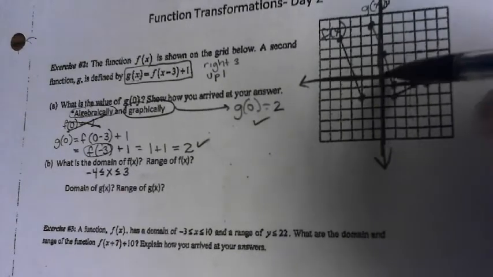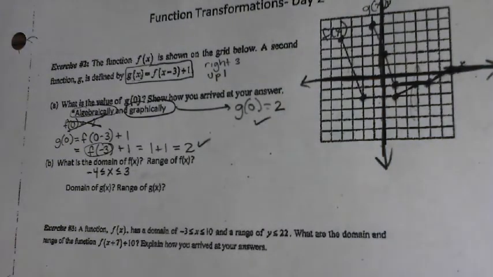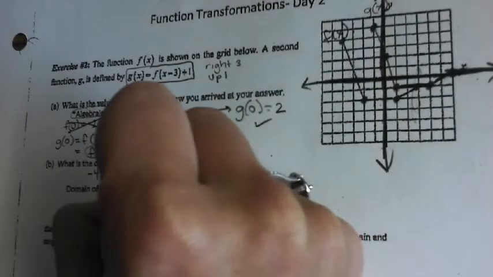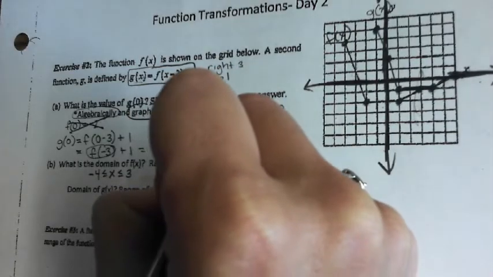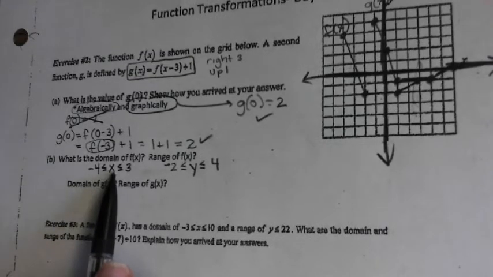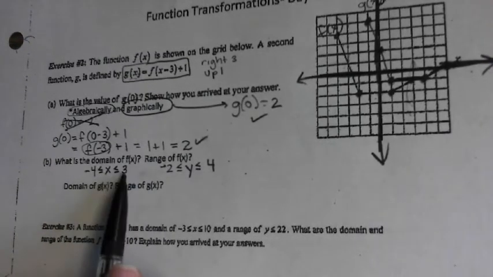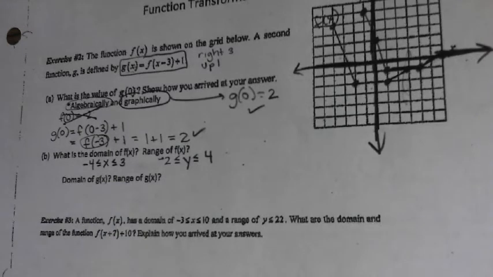-2 looks good. 1, 2, 3, 4. Very good. So the range is the span low to high along the y-axis. So -2 is less than or equal to y is less than or equal to 4. In other words, all of your x-coordinates on the f of x graph fall between -4 and 3. All of your y-coordinates fall between -2 and 4.